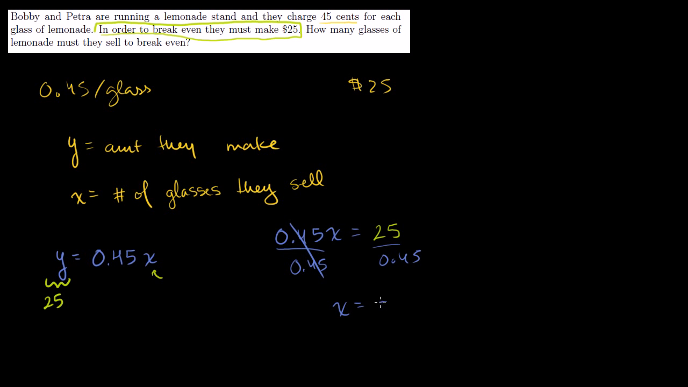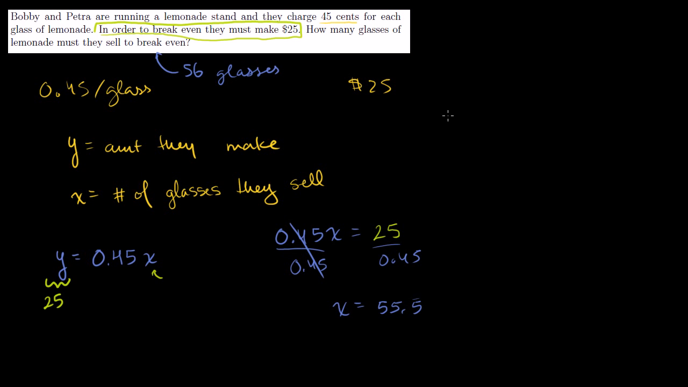55.5 repeating glasses. But you can't sell half a glass, or we're assuming you can't sell half a glass. So the answer to that, they must sell 56 glasses. So they need to sell 56 glasses to break even.